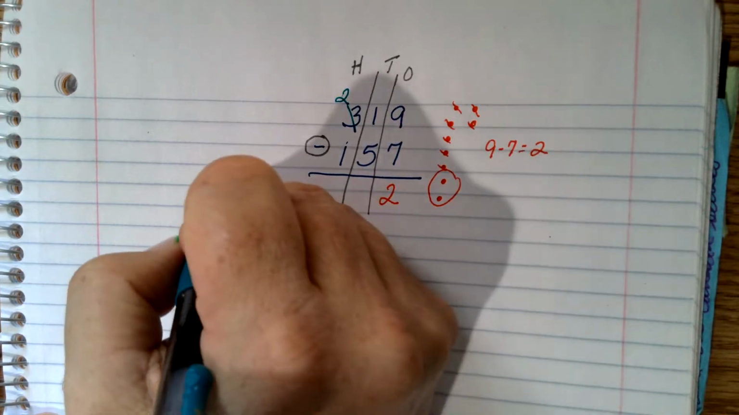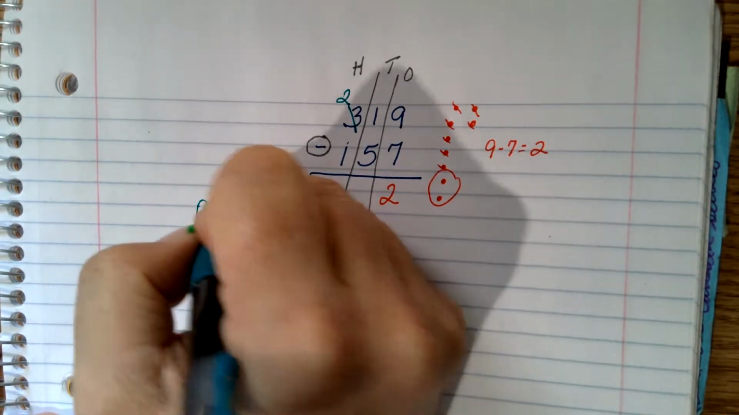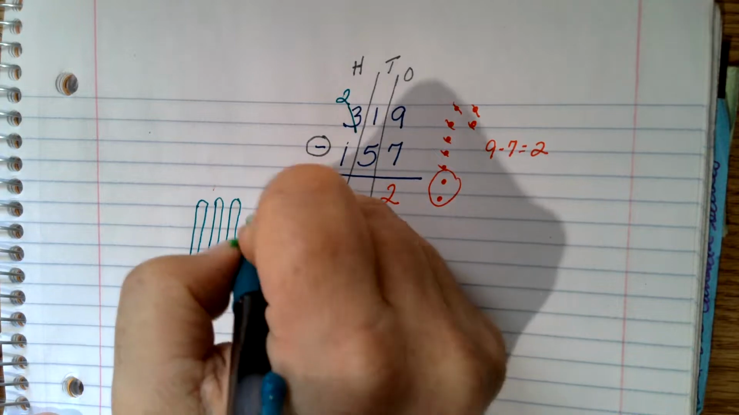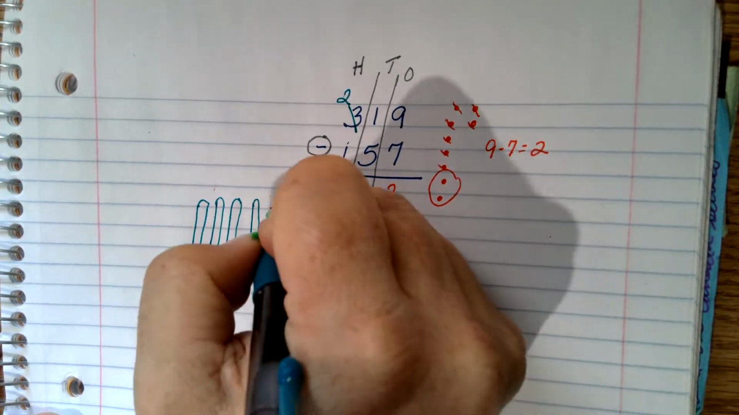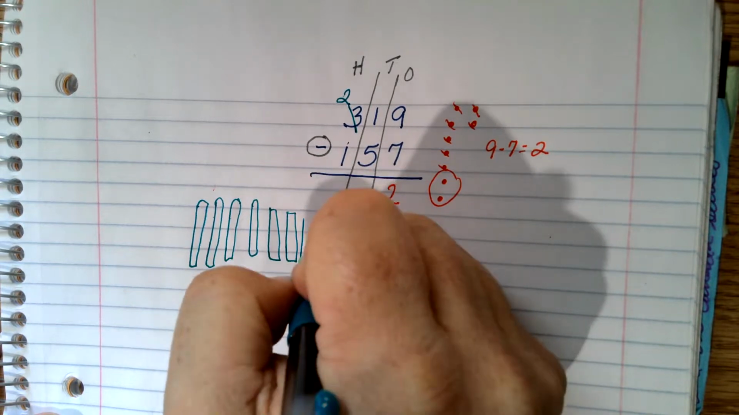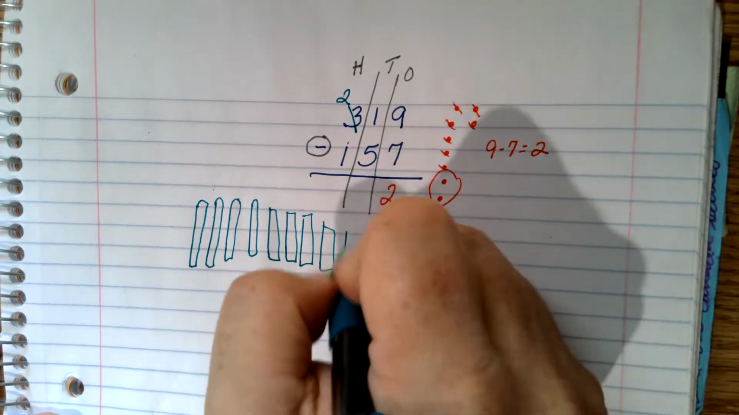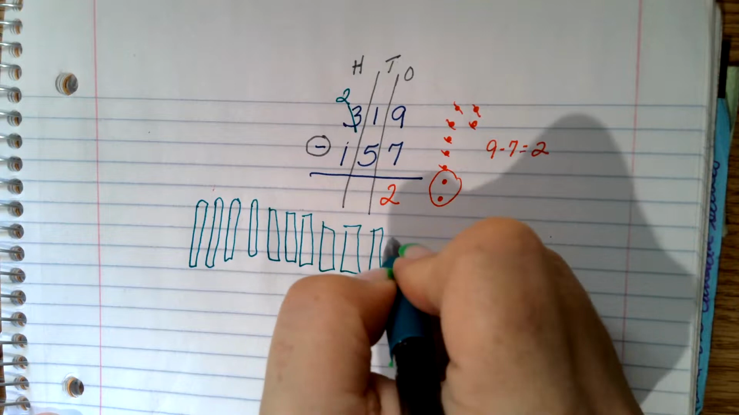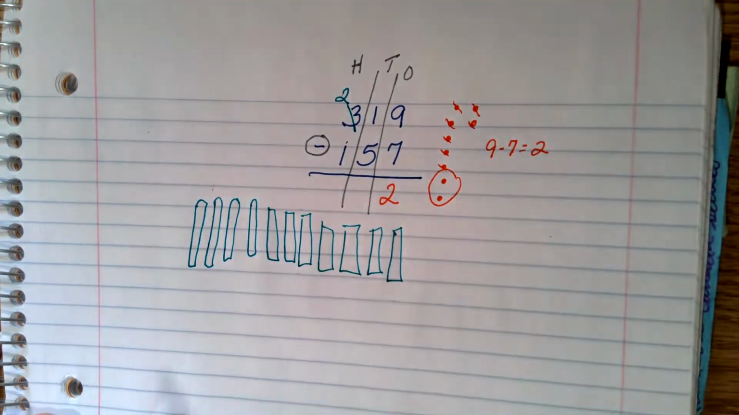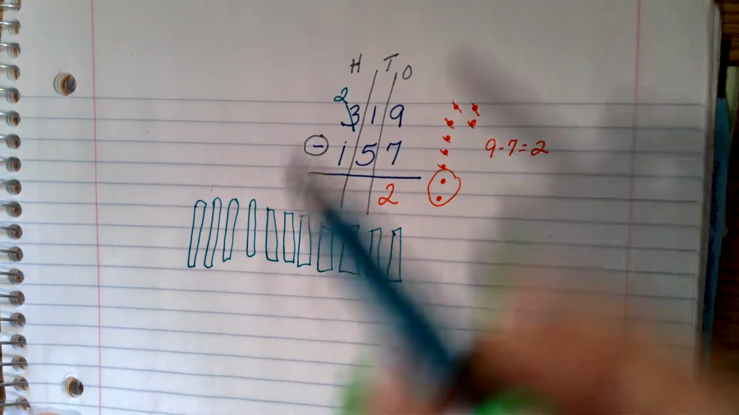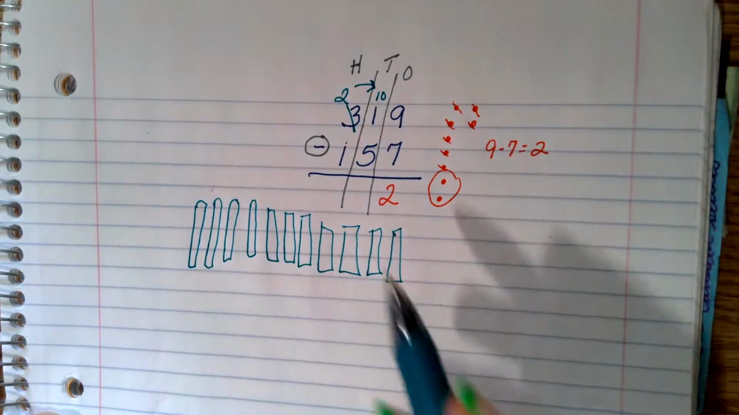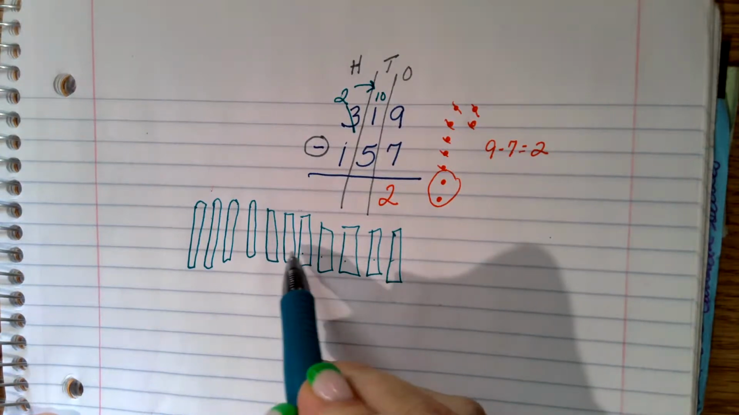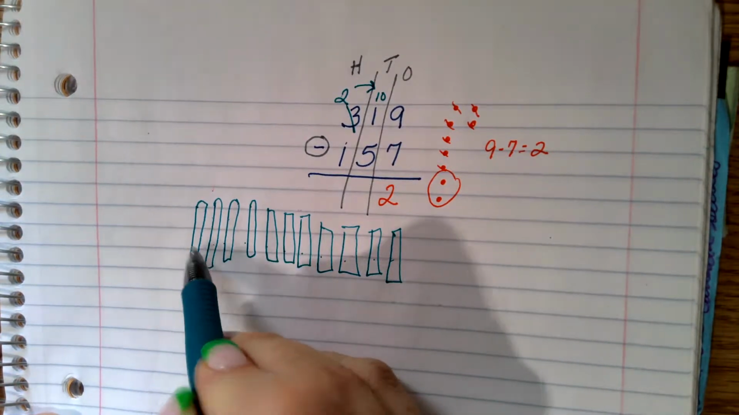10 tens equals 100. So 1, 2, 3, 4, 1, 2, 3, 4, 5, 6, 7, 8, 9, 10. Okay, sorry, my tens got sloppy there. We should have a total of 11 tens because we have 10 tens that we moved over, and we have 1 ten that we originally had there. So 1, 2, 3, 4, 5, 6, 7, 8, 9, 10, 11.